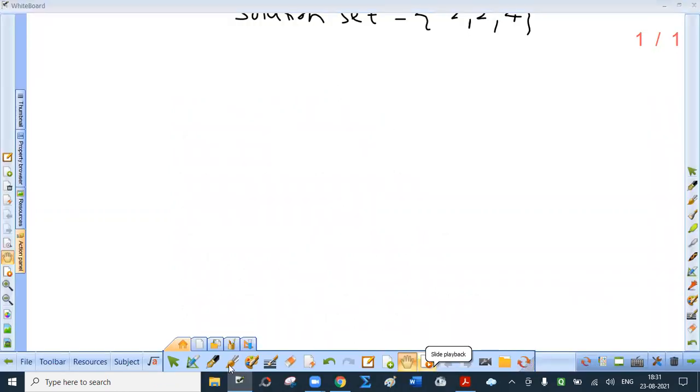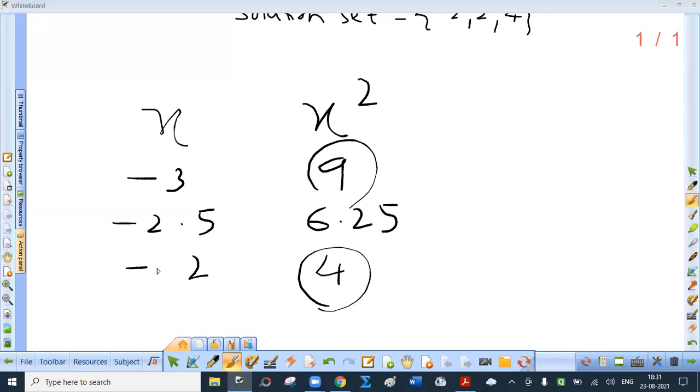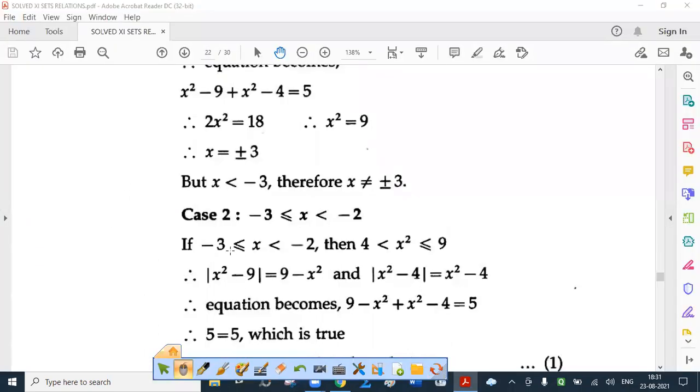So consider values of x of minus 3, then minus 2.5, minus 2. Consider x square. What is square of minus 3? 9. What is square of minus 2.5? 6.25. What is square of minus 2? 4. So tell me which is the least value of x square? 4. And the greatest value? 9. And therefore, we have to say that if minus 3 less than or equal to x less than minus 2, then 4 less than x square less than or equal to 9. I hope you understood this.